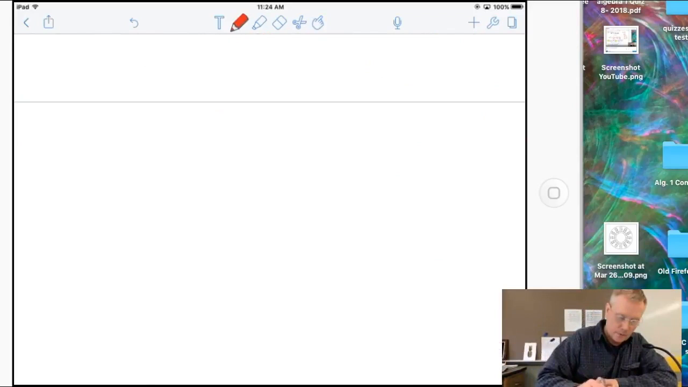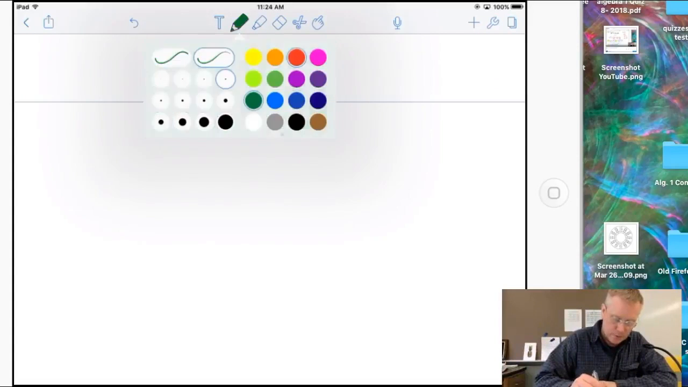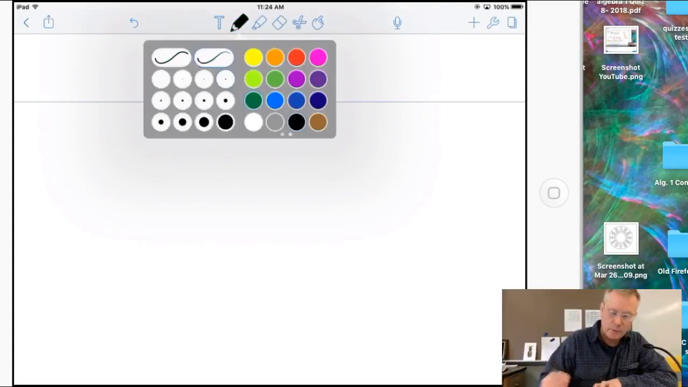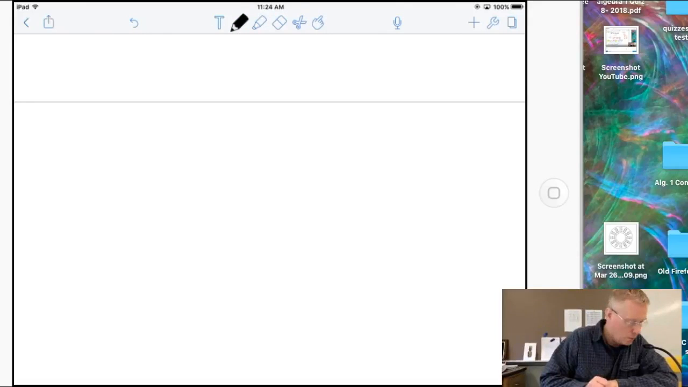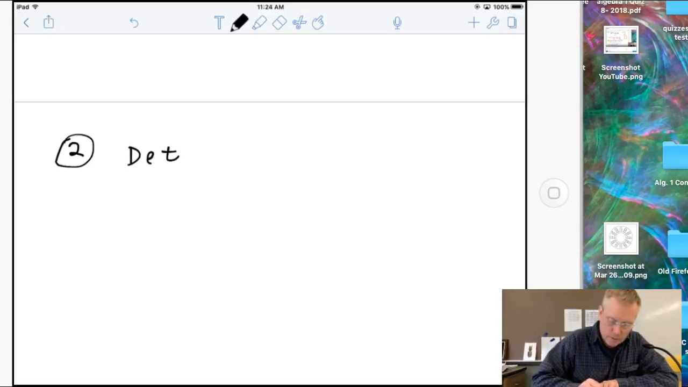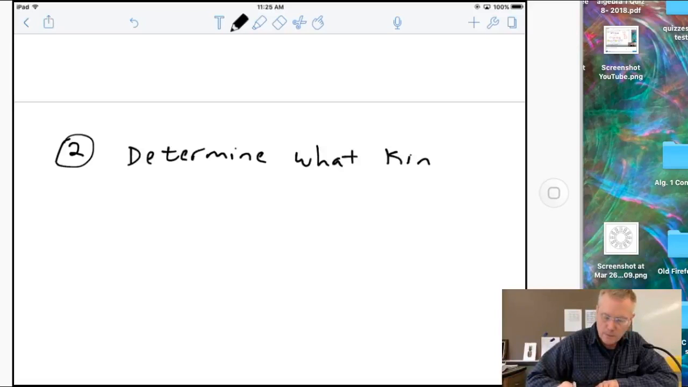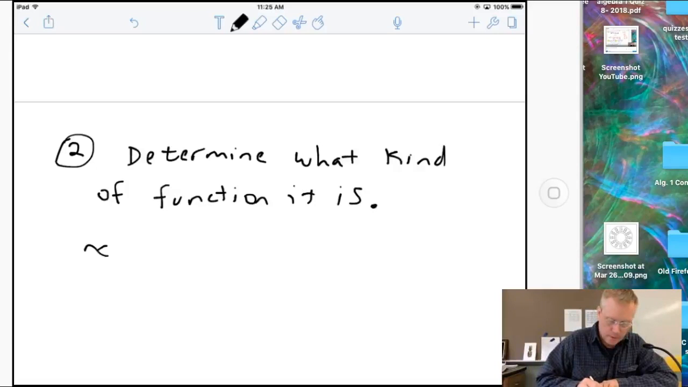Second problem. The next couple of problems are actually all going to be looking at a table and determining which kind of graph it's going to be. Determine what kind of function it is. All right, so I got an x and y.